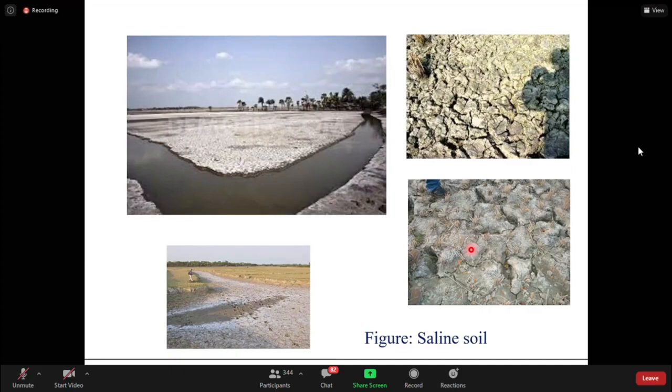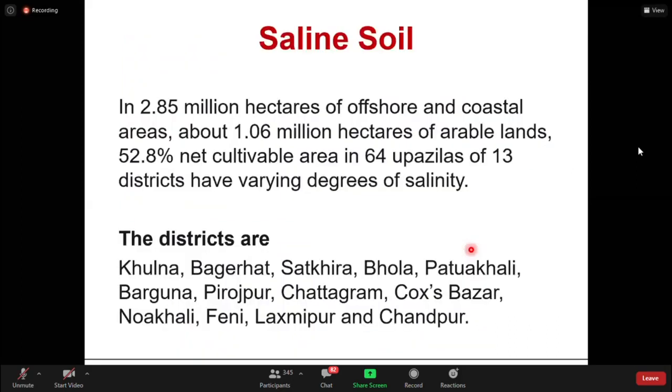And that's why this type of white salt crust is visible in the saline area. And what is the extent of this problem? If we think about how severe it is, what are the areas mainly affected with this problem?